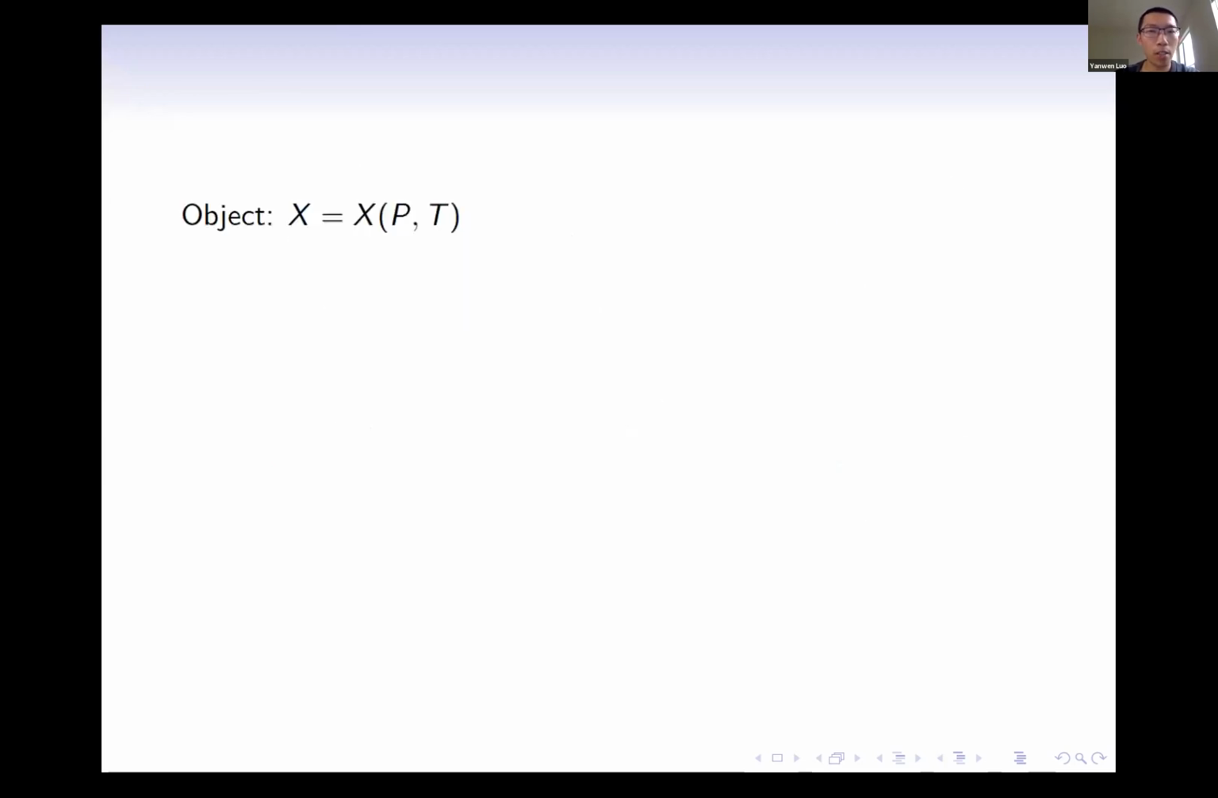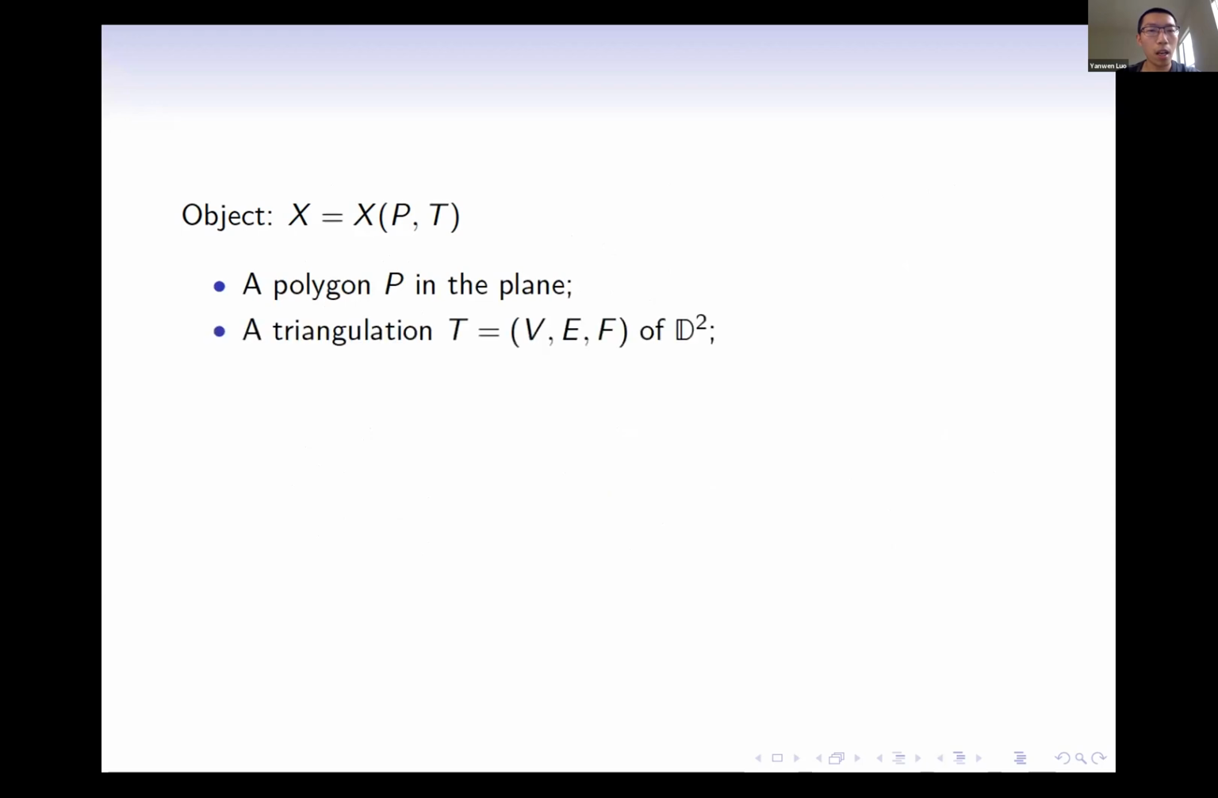And to define this space rigorously, what we need is, as we see, a polygon embedded in the plane, a fixed triangulation of this polygon, of this disk, and a boundary correspondence between the triangulation and the boundary of the polygon.